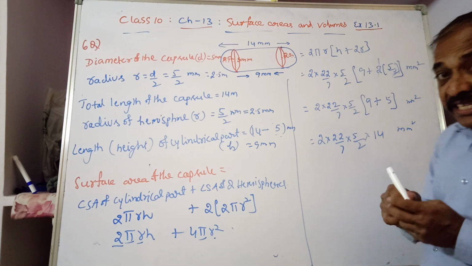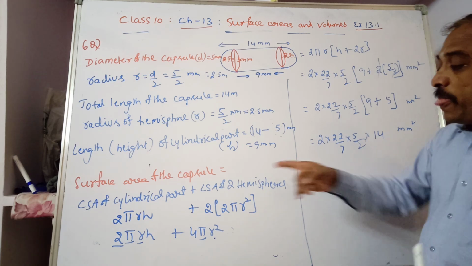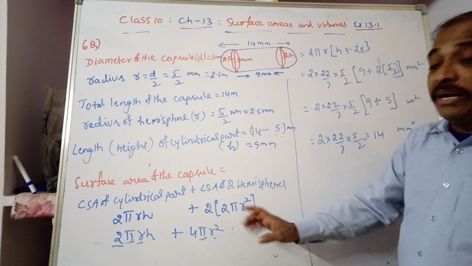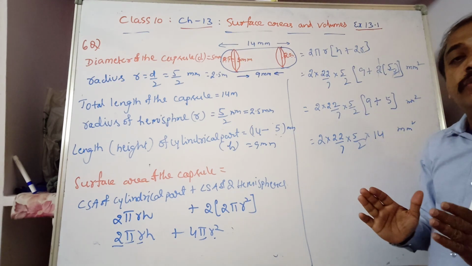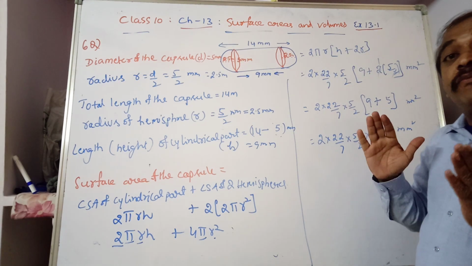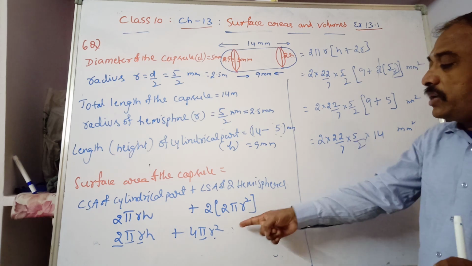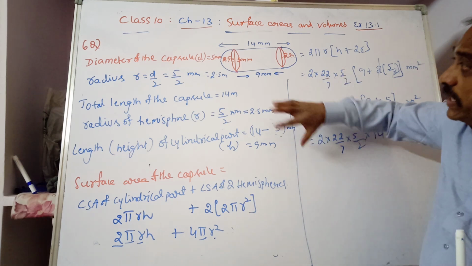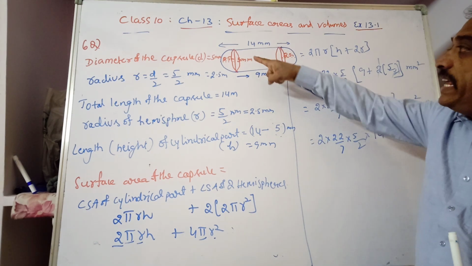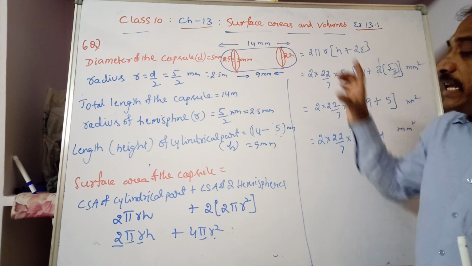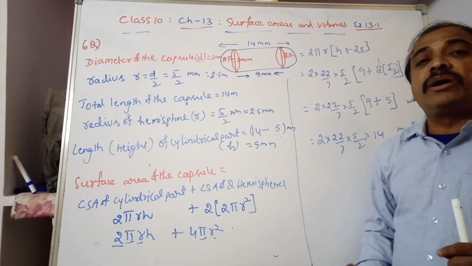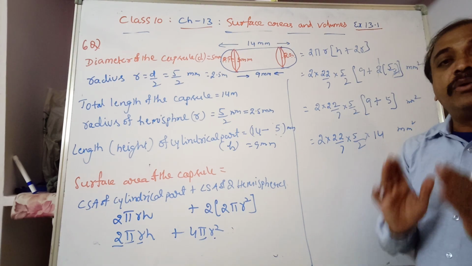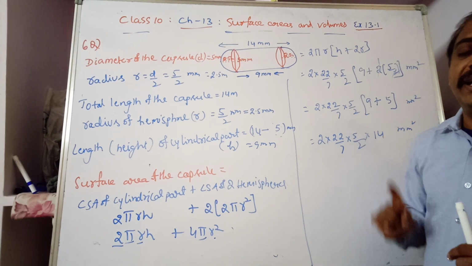Always remember, once again I am explaining, here the radius is common, that's why we are taking out the r value common. If the value, not the alphabet, if the value is different, then you cannot take out common. As we know from the given question, the radius of the hemisphere and the radius of the cylinder, the value is the same, so we are going to take out r common. If not, you have to calculate separately.